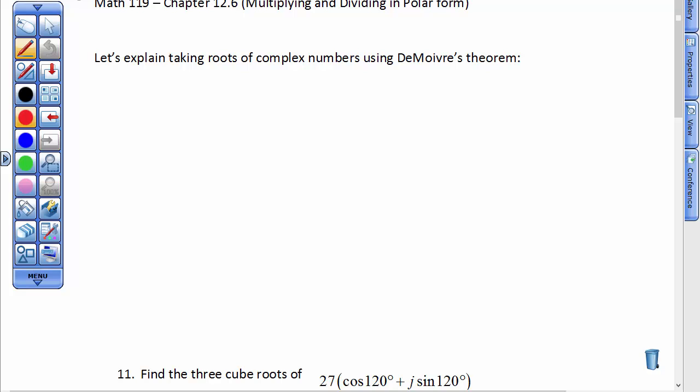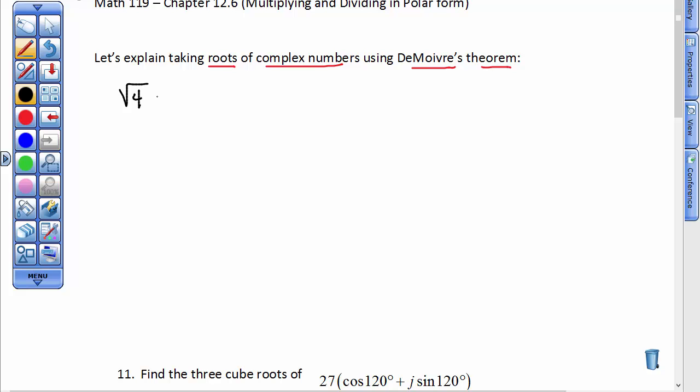Okay, so we've multiplied, we've divided, we've raised to a power, we've even added and subtracted, which meant we had to go back to rectangular form to do that. So let's now take roots of complex numbers using DeMoivre's theorem. Look it up if you'd like. This is what we're going to think in terms of taking roots.